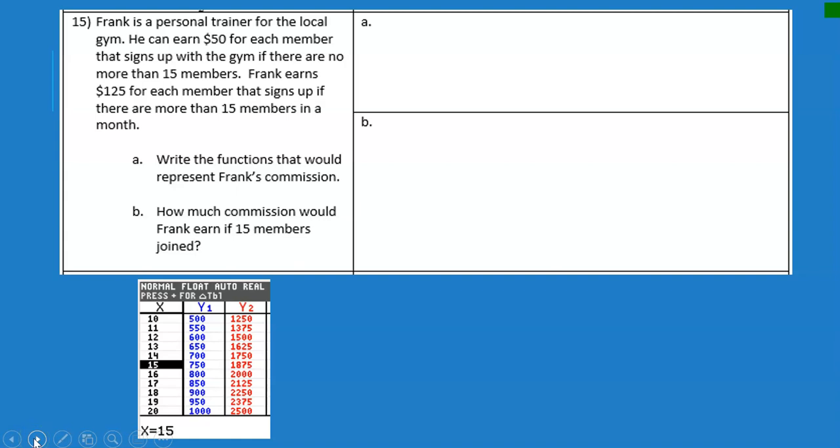Frank is a personal trainer for a gym. He can earn $50 for each member that signs up with the gym if there are no more than 15 members. And then he can earn $125 for each member if there are more than 15 members. So here's what our function is going to look like.